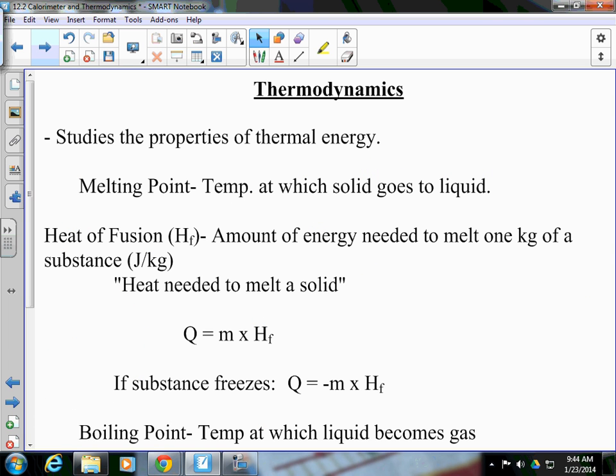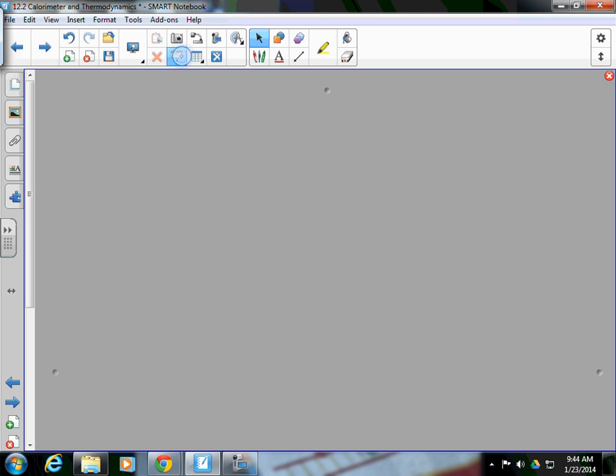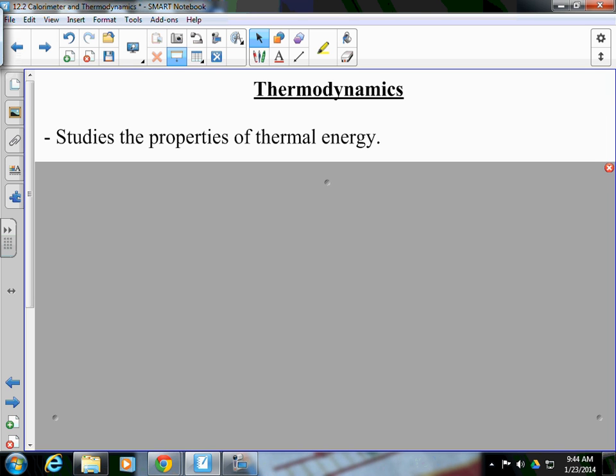Moving on, we have to talk about thermodynamics. What is thermodynamics? Thermodynamics is essentially the study of thermal energy, the study of heat.